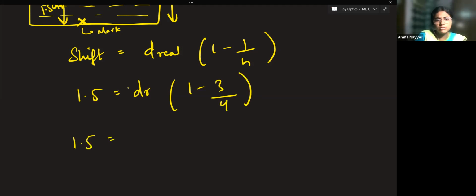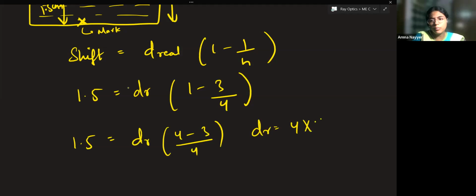1.5 is equal to d real times (1 minus 3/4), that is 1/4. So d real will be 4 into 1.5. So d real will be 6 centimeters.